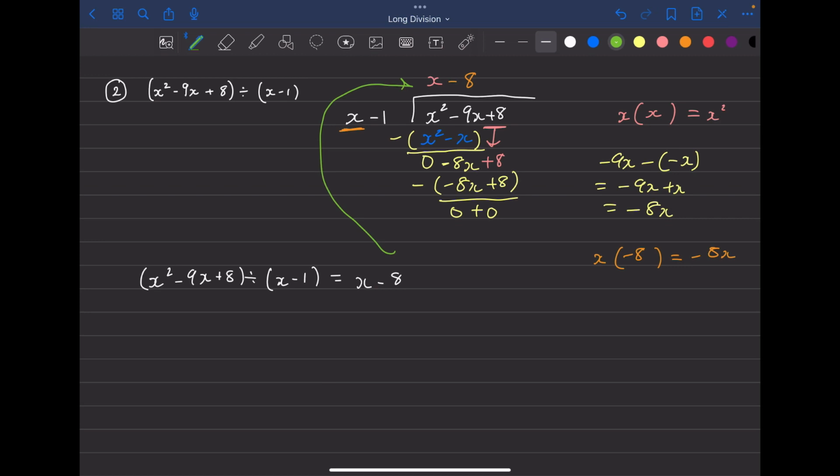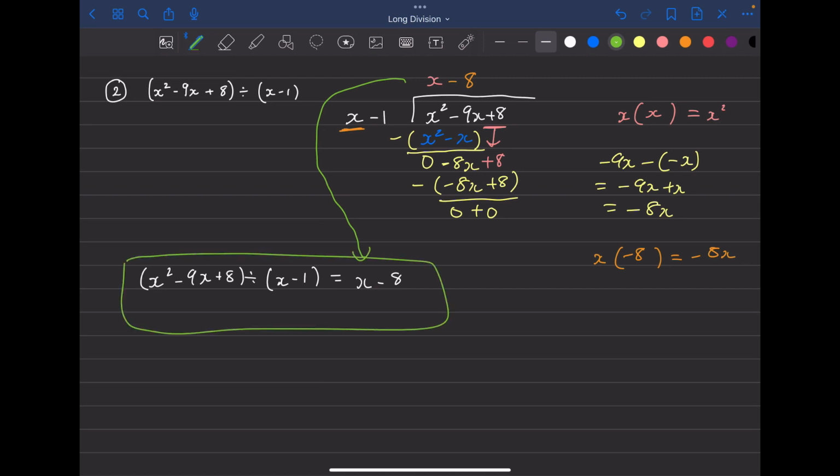Once again, we did not have a remainder for this question, so you don't have to worry about that. But in the next questions, we're going to see examples of that, and we're going to see how we handle that and where we put it. But yeah, so we don't have a remainder. All we have to do now is put the x minus 8 down, and this is our final answer, and we are done.